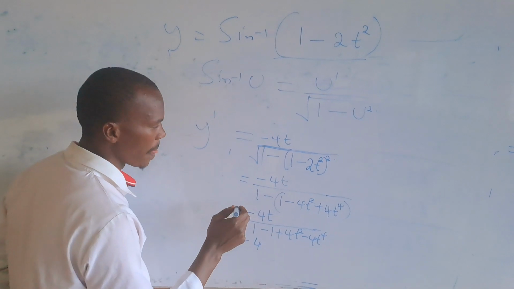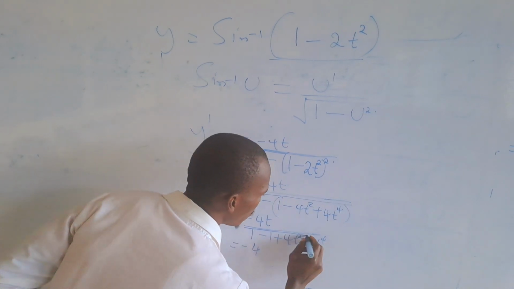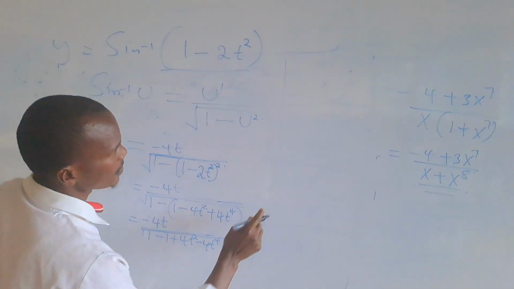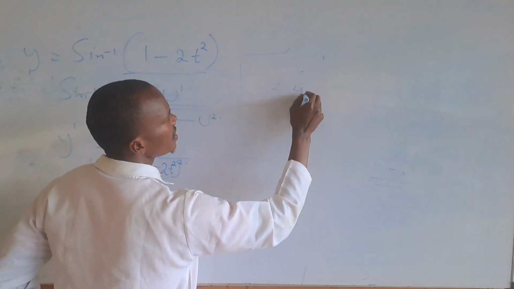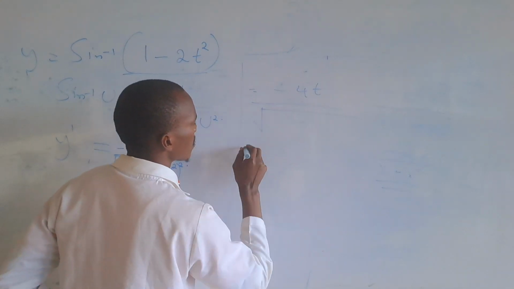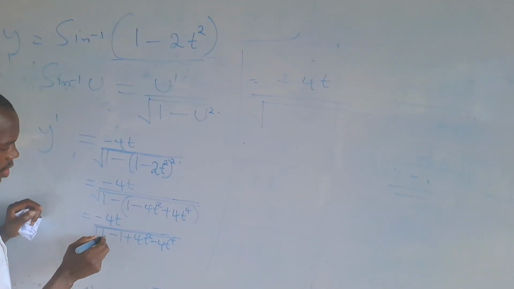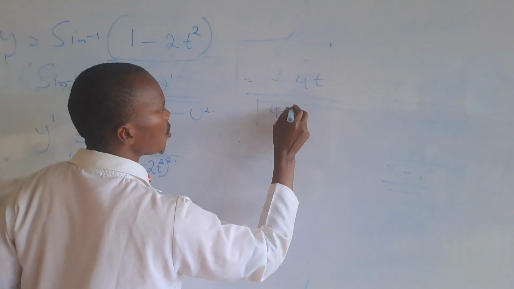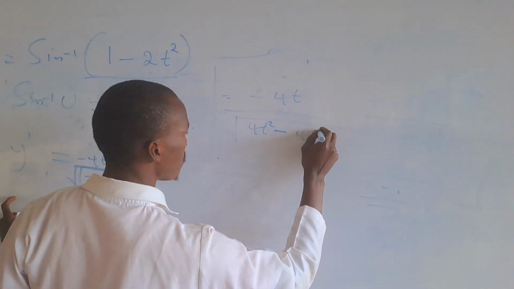Then note that here we had the square root, so here also this one is all under the square root. So from there we'll have negative 4t over the square root of this one will go with that one. Therefore, we'll now have 4t squared minus 4t raised to the power 4.